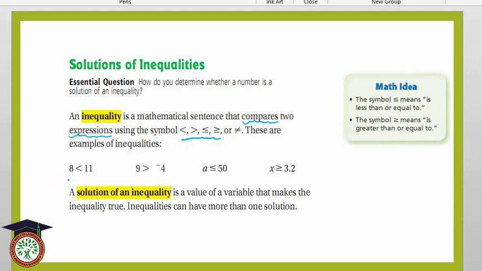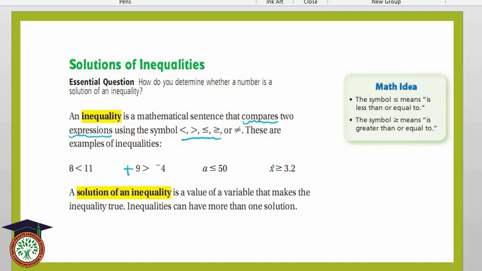How do we read this sentence? 8 is less than 11. This is very easy. Everyone knows this. 9 is greater than negative 4. And we already took this in quarter 1 when we learned about numbers, that we have integers that are positive and negative, and always positives are greater than negatives.